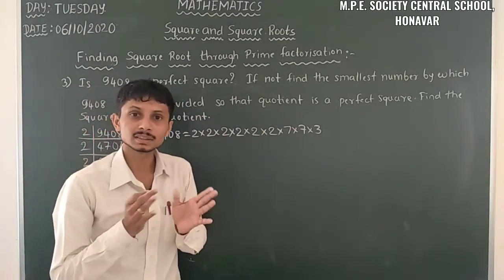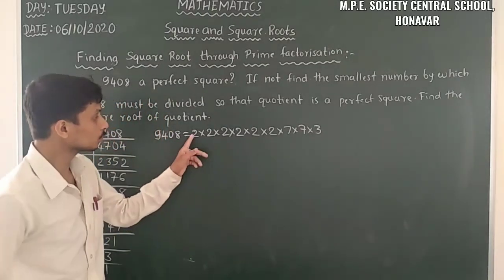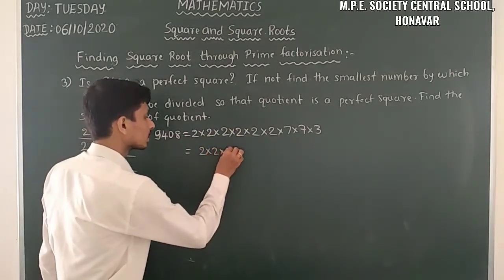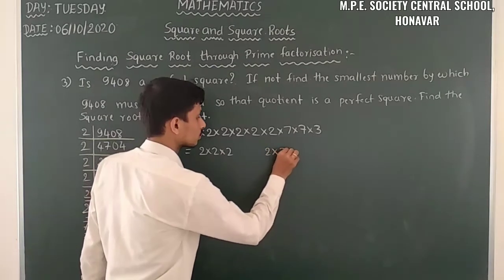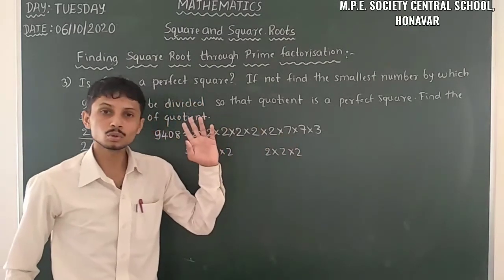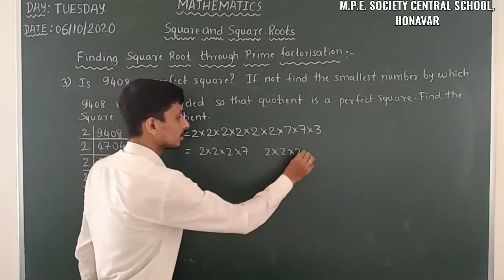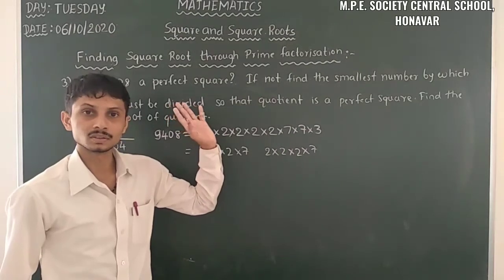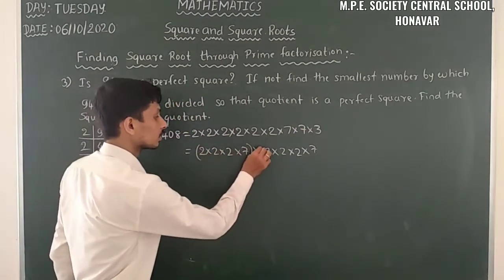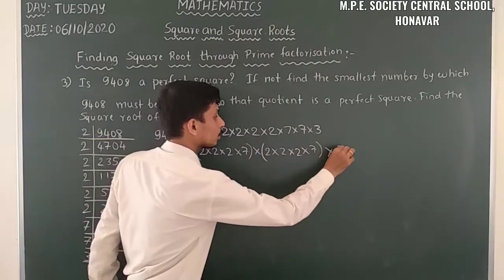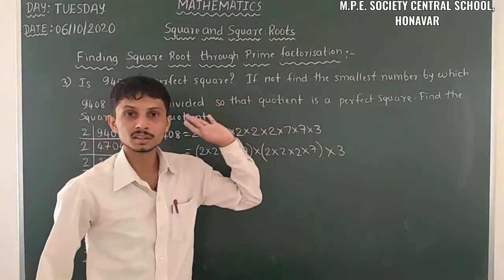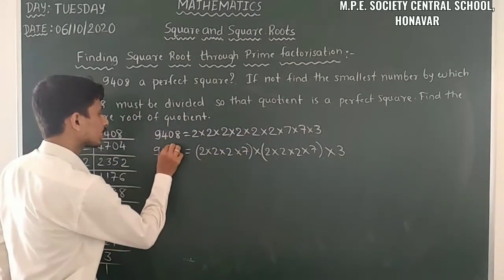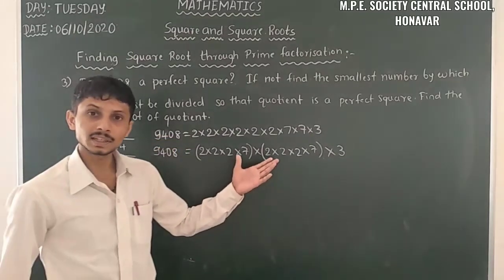So let us split into 2 parts here. Here how many 2's are there? 1, 2, 3, 4, 5, 6. That means we can insert 3 2's in one group. Then there are 2 7's. Here we can insert 1 7 here, 1 7 here. But here only 1 3 is there. So we can't make it into 2 identical groups because there is no partner for 3. So that means 9408 we can't express as a product of prime pairs, so it is not a perfect square.